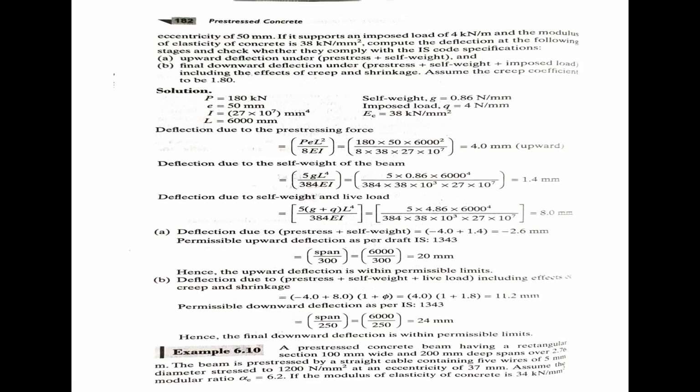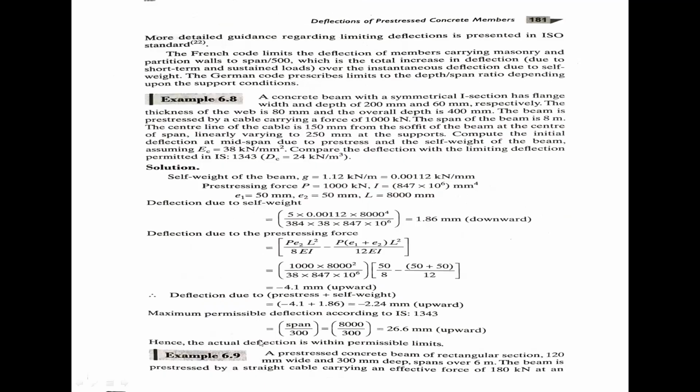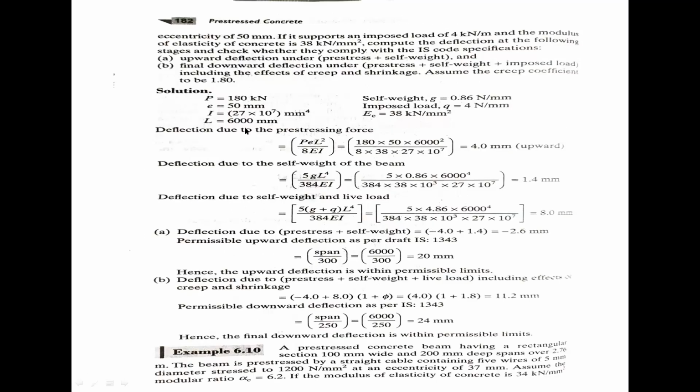The rectangular dimensions are also given in this problem: 120 mm wide and 300 mm deep. That means bd cubed by 12. Substituting b value 120, d value 300 mm, we finally get the moment of inertia I value 27 into 10 power 7 mm power 4. The length is also given, 6 meters span, that means 6000 mm. Self weight is small g equal to 0.86 Newton per mm.